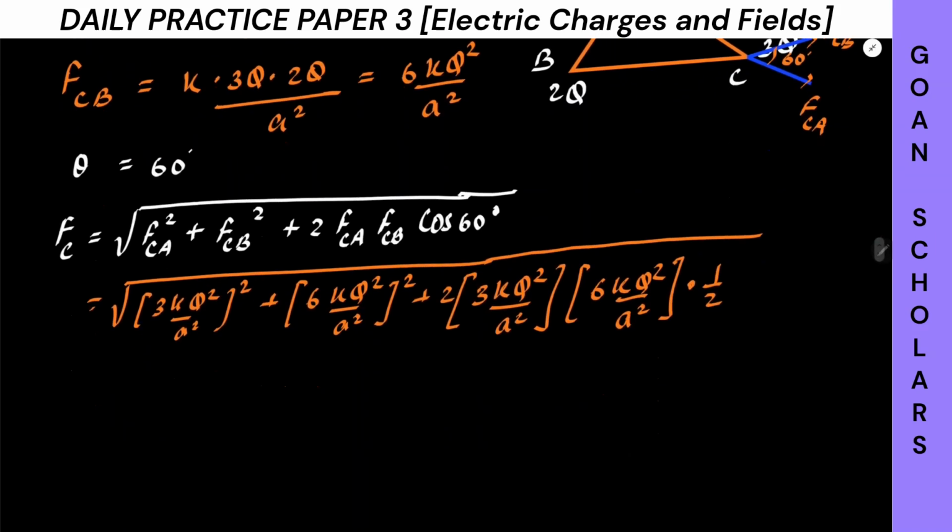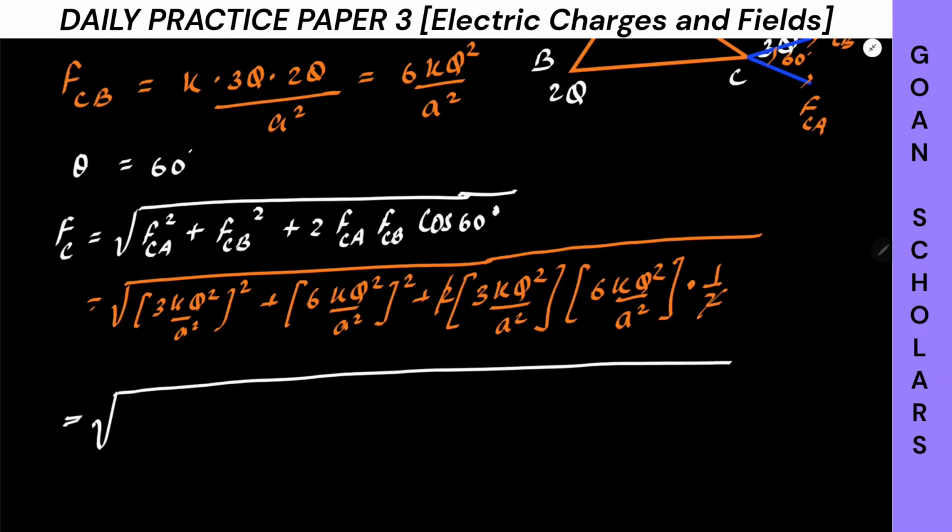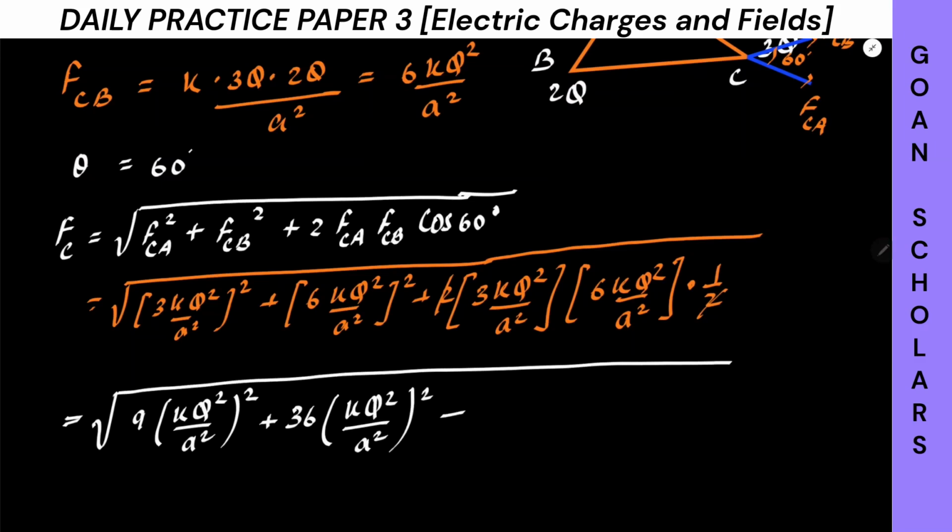Substitute these values. Now let's simplify it. This 2 and this 2 will cancel out. Correct? Now we are left with root under. Now pay attention to how to simplify such a weird outcome. This will become 3 3s are 9, and let's keep this in bracket only. I just took the 3 outside the whole square. So when you take 3 outside the whole square, it will become 9. Similarly, here it is 36 kq square by a square. And there it will be 3 into 6, 18, and keep them together kq square by a square.